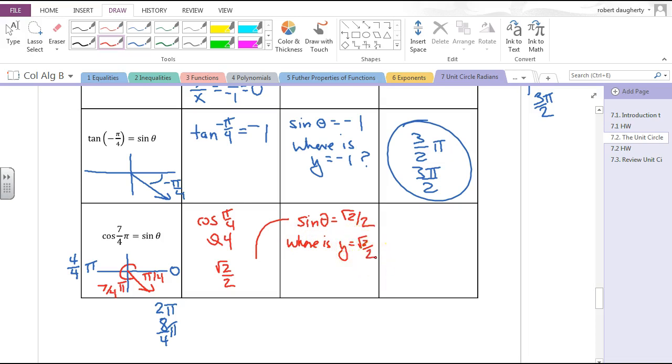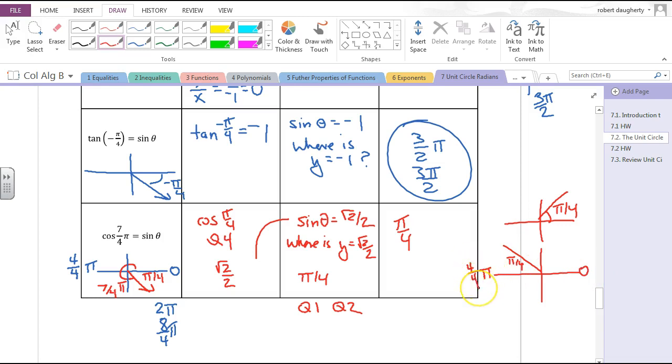That happens at pi over 4, right? And since it's positive, where is the sine positive? That happens in Q1 and Q2. So in quadrant 1, this is sort of the trivial one, pi over 4. In quadrant 2, if I have 0 here and over here I have pi, let's call it 4/4 pi, this angle right here, measured from 0, is 1/4 shy of making it to 4/4. So that angle is 3/4 pi.